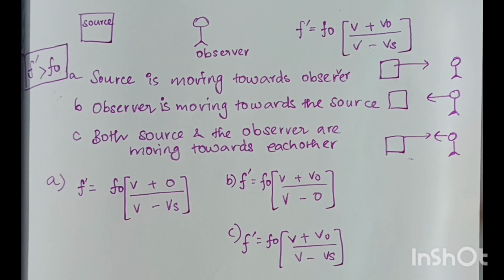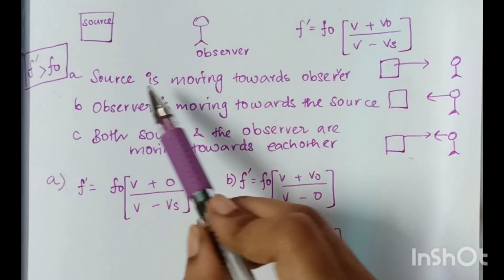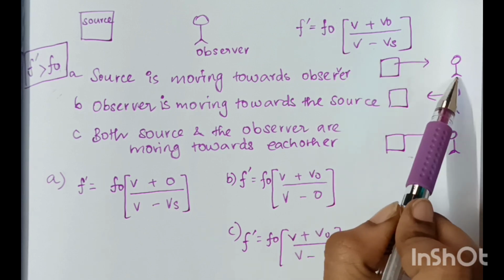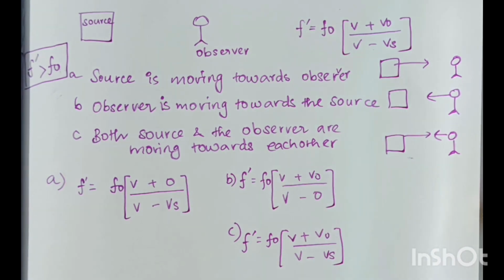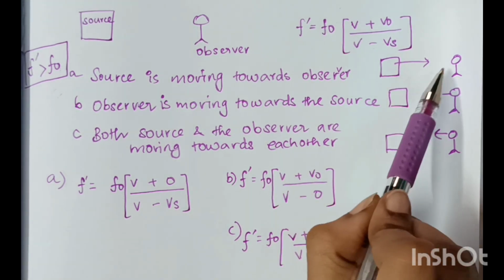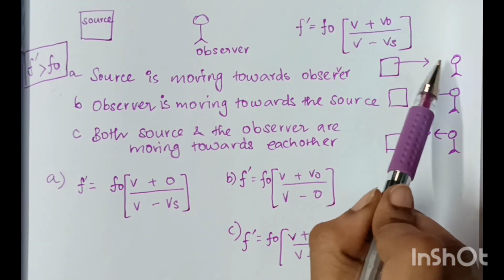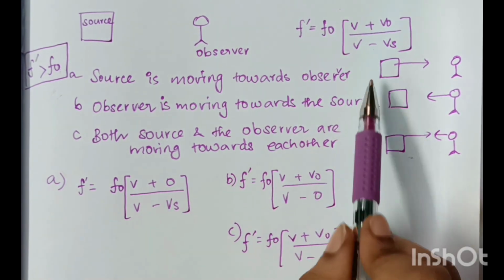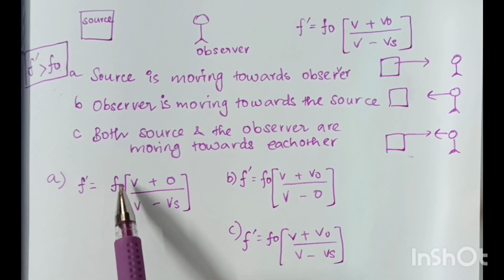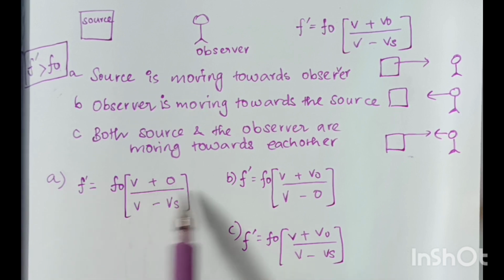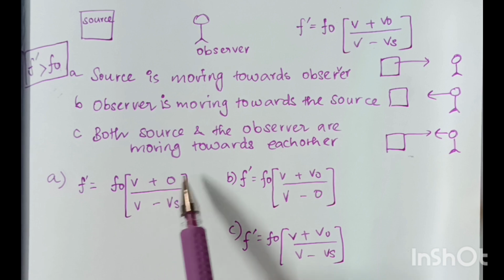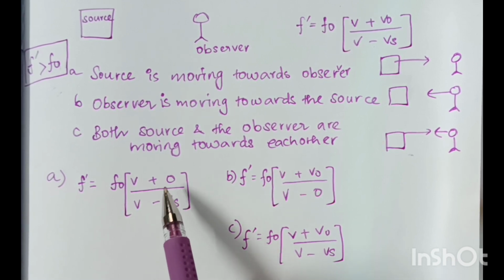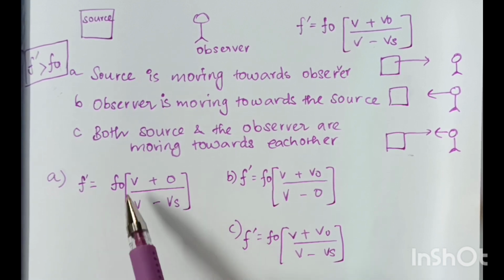Now let us see all these three cases, how we are working them out. Source is moving towards the observer. So this is the source and here is a stationary observer, and the source is moving towards the stationary observer. Stationary observer means Vo, the velocity of the observer, is 0 and Vs has some value. Now for this case, f dash equals Fo into (V plus 0) by (V minus Vs). Why am I writing Vo as 0? Because this observer is stationary, so velocity of observer is 0.